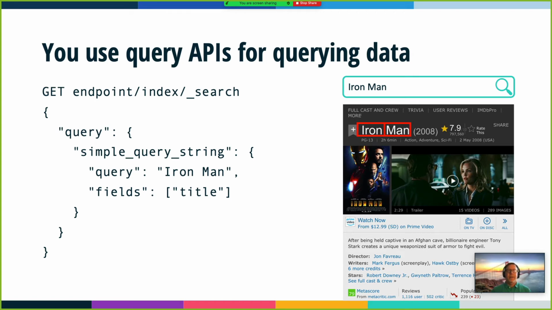Again, in a very typical sort of database interaction fashion, you use query APIs for querying your data. OpenSearch has a query language, which is, again, JSON and REST-based. You're going to use a GET request with your endpoint, an index name, and the search API. In this case, we're doing a simple query for Iron Man in the title field. And OpenSearch is going to match that and retrieve this along with other documents that match Iron Man.